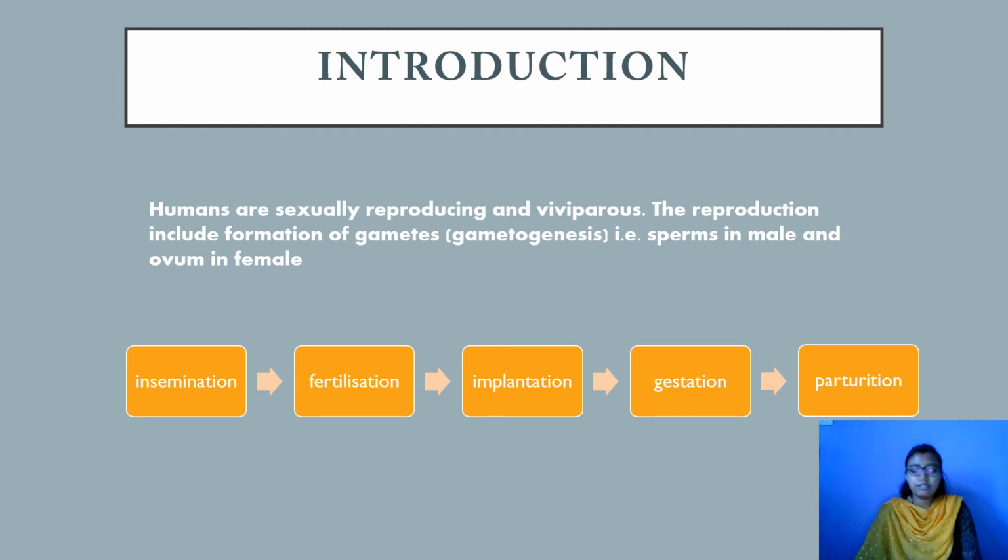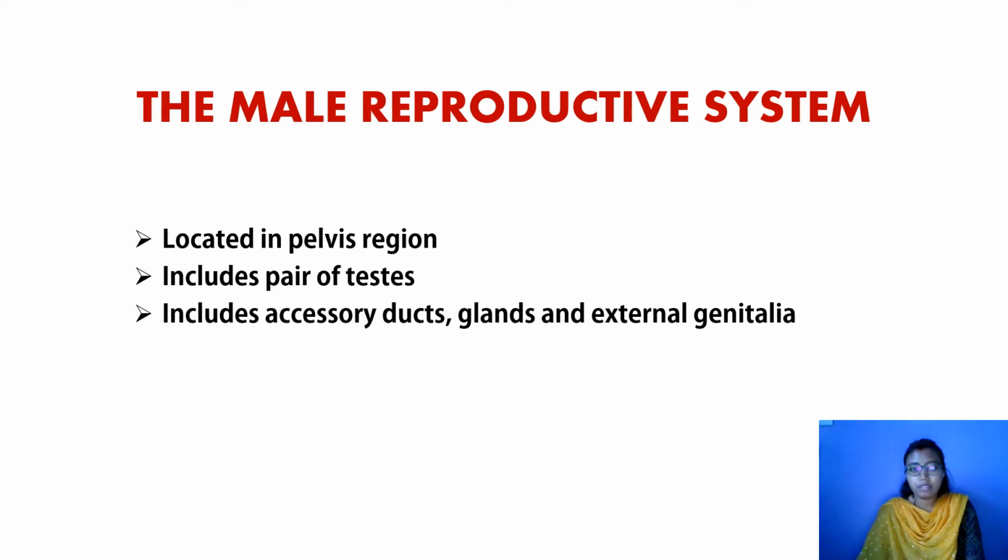in which the transfer of sperms goes into the female genital tract. Then the fertilization, in which the female and male gametes fuse, leading to the formation of zygote. Then the implantation, where the development of blastocyst and its attachment to the uterine wall occurs. Gestation is a period of embryonic development, and parturition is when the offspring is delivered.